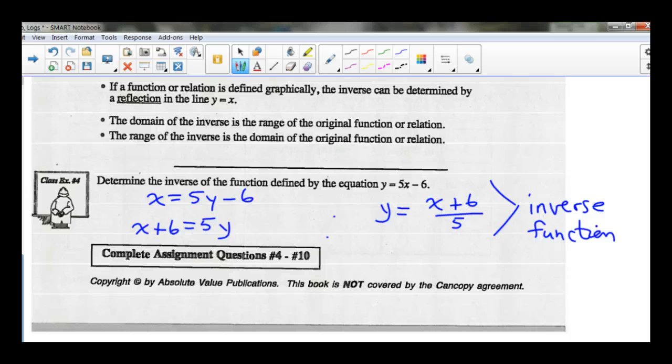All right, you guys have your assignment? Away you go.